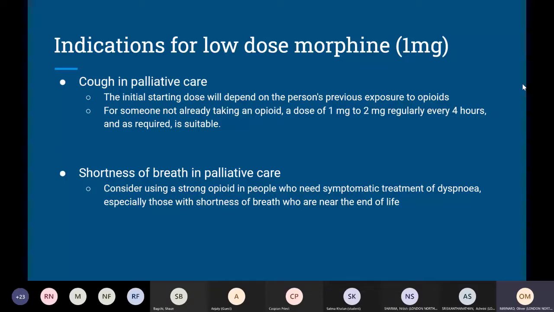But we can have a cough or shortness of breath in palliative care. So the 1 milligram is unlikely to have any analgesic effect, but it has been shown that low doses of morphine still have an effect on the respiratory center in the brain. So if anyone is suffering from shortness of breath, which is causing them some distress, you can try and slow their respiratory rate and reduce their distress by giving them a trial of some very low dose morphine. Similar for the cough reflex, that's dampened down by the low dose morphine as well. So that would be the indication for low dose morphine.